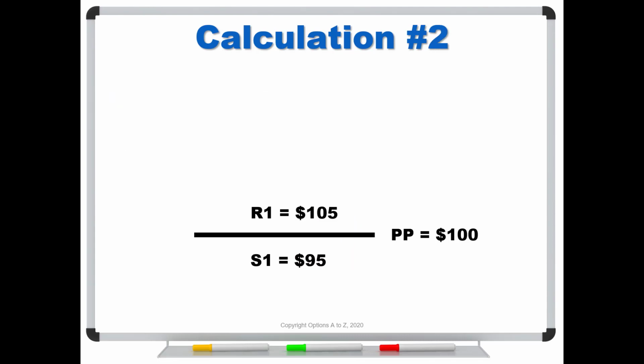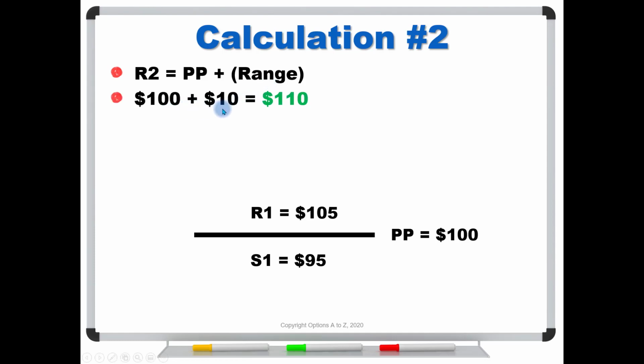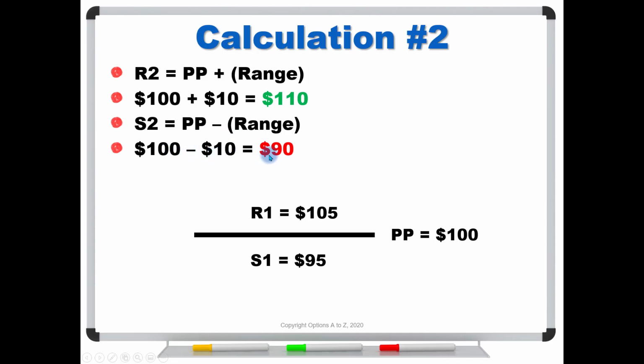All right, now what about calculation 2? Your resistance 2 equals the pivot point plus the range, which is just the high minus the low. And so in this example, 100 pivot point plus a range, remember the high was 105 minus the 95 low, that's a 10-point range, gives us 110. Support 2 is the pivot point minus the range. So we're going to have 100 minus 10, or 90. So here were the first levels of resistance and support. So the next is going to be a resistance of 110. Second level of support will be down here at 90.